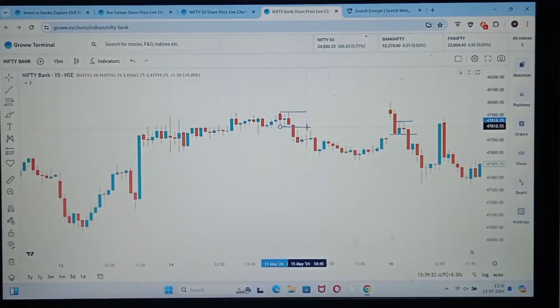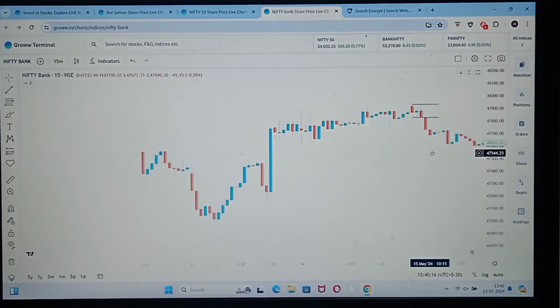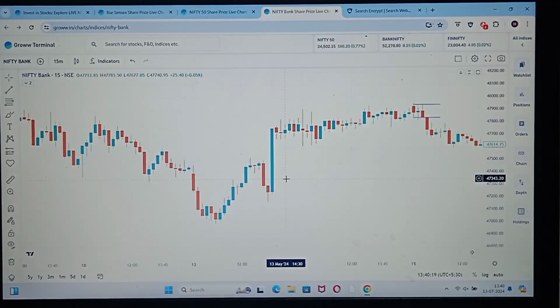Again we'll be marking the high and low of 15th of May. You can see clearly we are getting a downside trade. We'll be initiating our trade around 47,830 level, and easily we are getting a profit here. So easy profit, easy 100-200 points profit we are getting. Then you can see 14th of May.